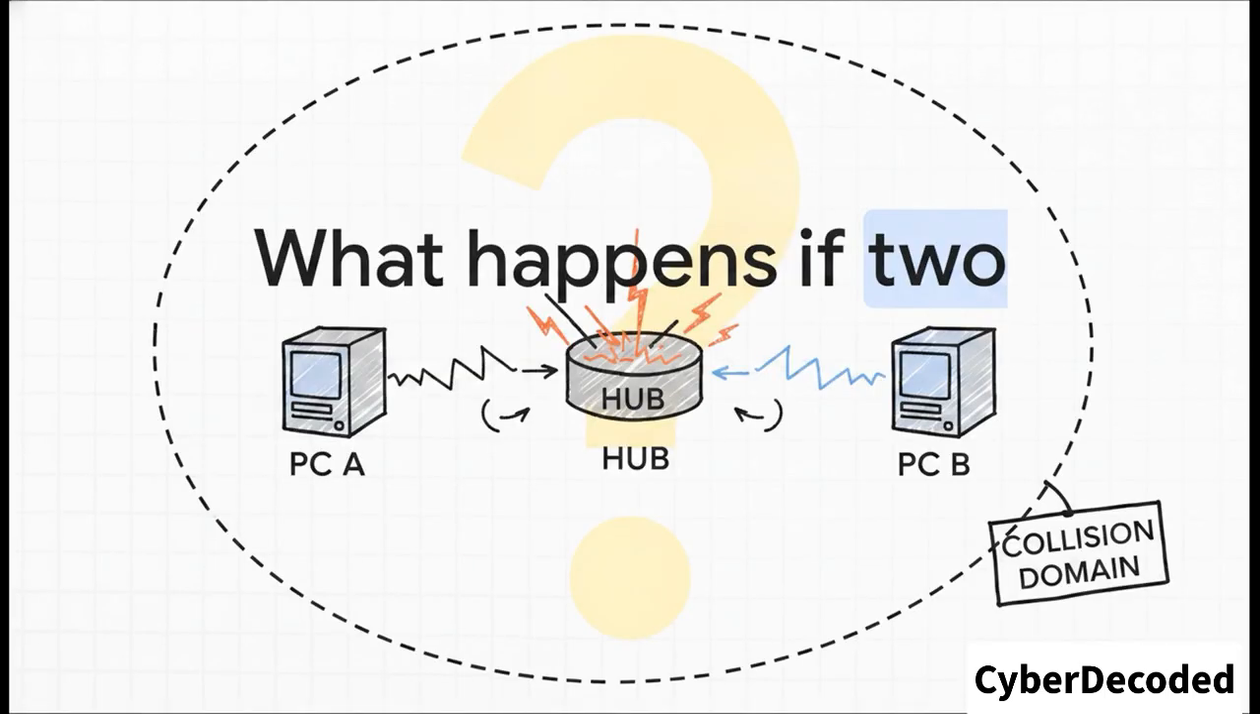Now let's prep for an interview scenario. This is a classic question. What exactly happens when PCA and PCB attempt to transmit data simultaneously through a hub? Well, the electrical signals physically collide on the wire. The data becomes totally corrupted. The devices detect this collision, and using a protocol called CSMA/CD, they both back off for a random tiny fraction of a millisecond and then attempt to retransmit. This whole chaotic process is the absolute hallmark of a single collision domain.